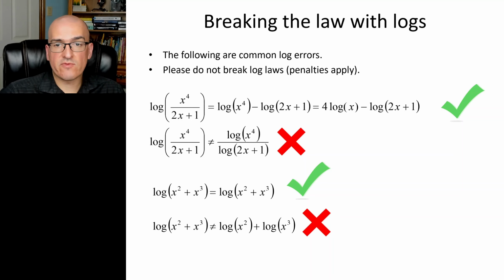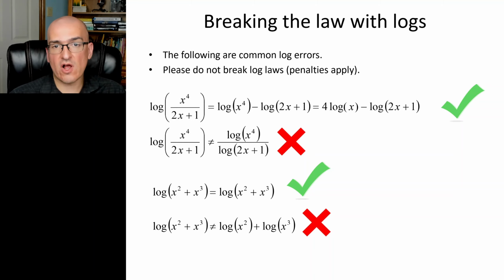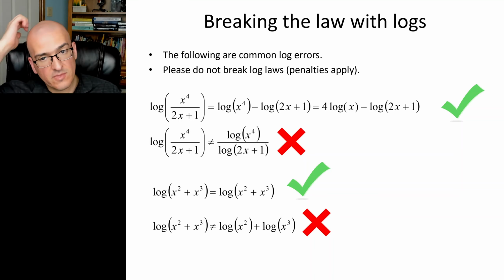One of them is that if you have a log of a top thing over a bottom thing, instead of correctly dealing with that and saying it's a log of the top minus the log of the bottom, one of the temptations you will have, but all of us have at some point, is to say it's the log of the top divided by the log of the bottom, which it's not. You cannot distribute the log operation to the top and bottom separately. The only way to distribute, quote unquote distribute it, is through subtraction, not by division.